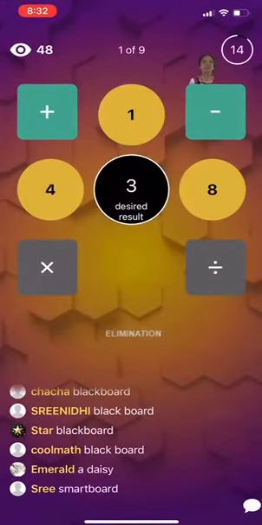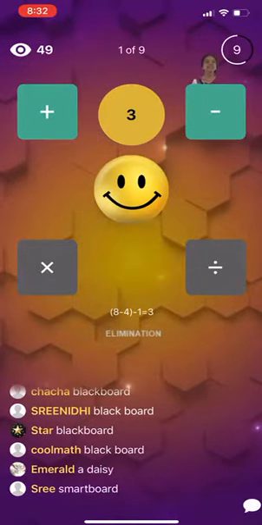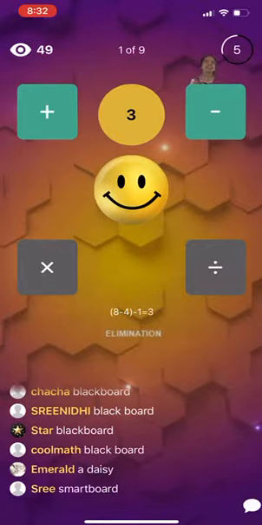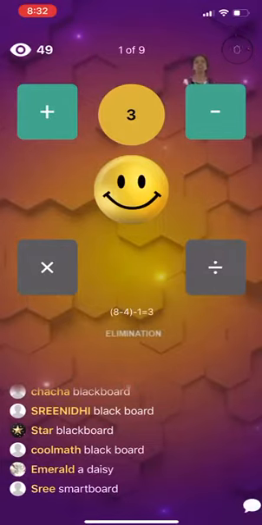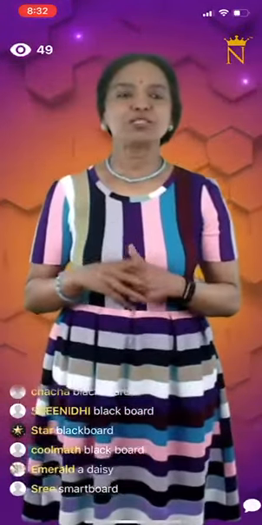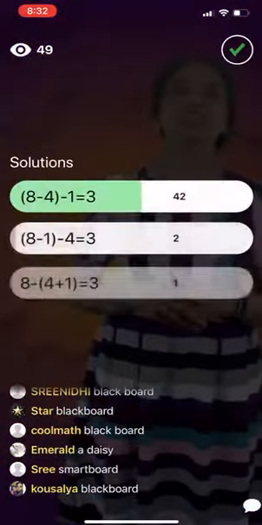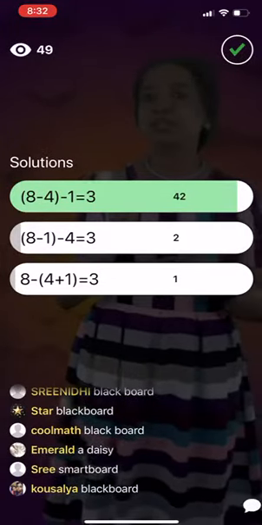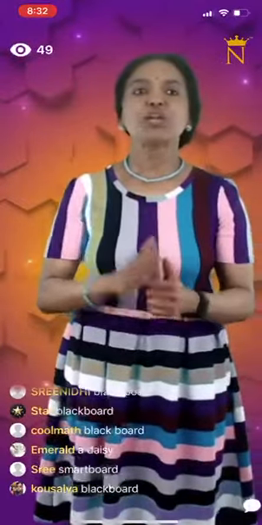Desired result is 3. Given numbers are 8, 1 and 4, and the given operators are plus and minus. It has 4 possible solutions. And so 8 minus 4, 4 minus 1, that is an answer for that. So I hope everybody is solid. Everybody will be on board for the second question. Okay. So 45 of you answered it, and the 3 possible solution was given. So 45 of you moving on to question number 2.